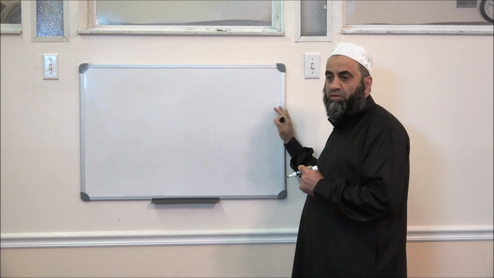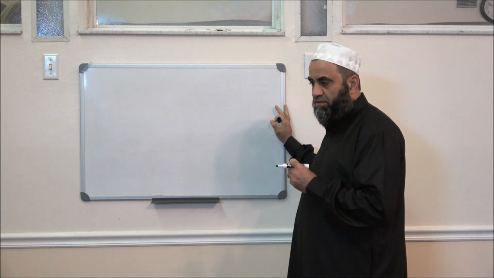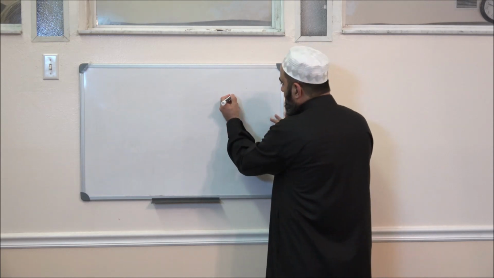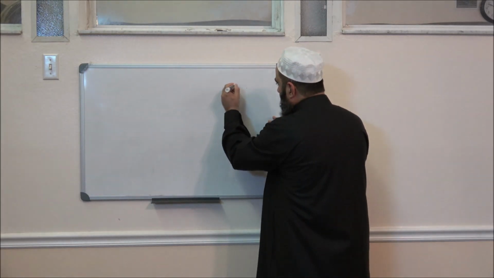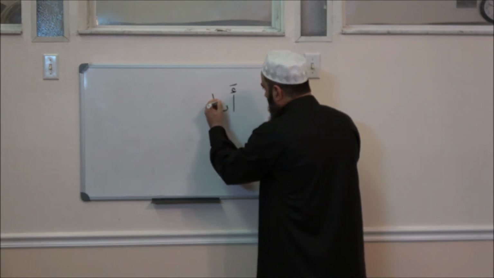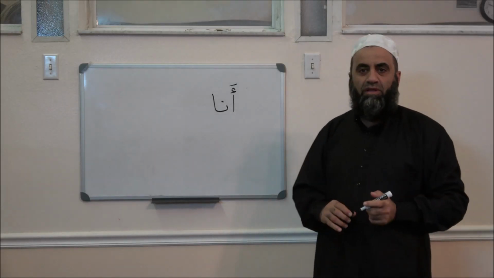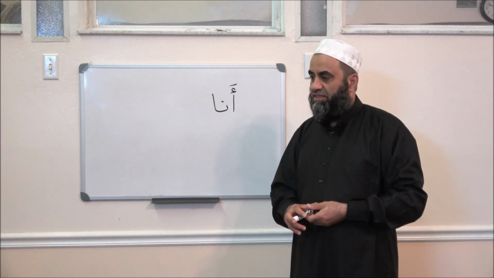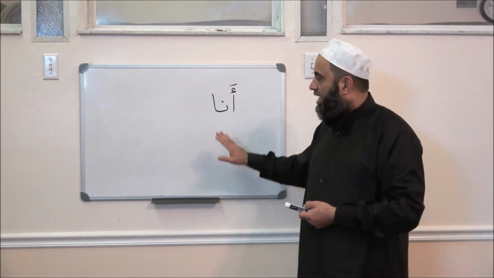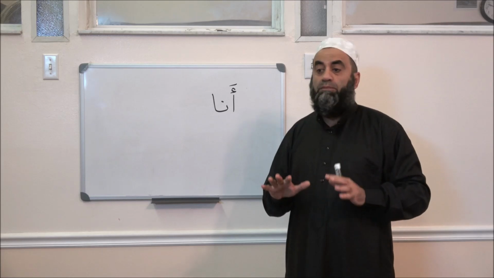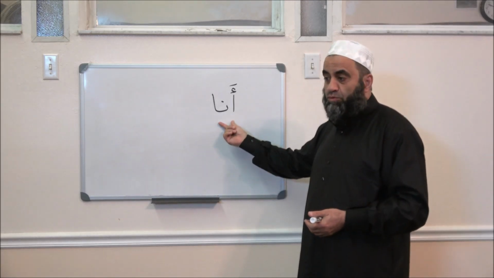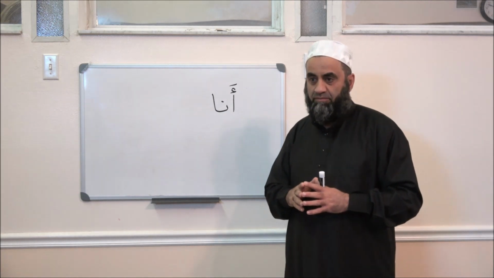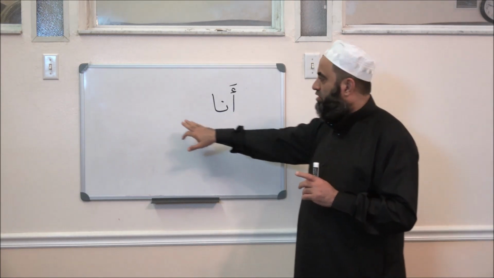The first pronoun in the Arabic language is first person singular, which is I. And in the Arabic language, that is ana. Ana. So for example, Allah subhanahu wa ta'ala says in Surah Taha, Inni ana Allah. It is I am Allah. As you remember, the Arabic language does not use helping verbs, the verb to be. So ana could be translated in English as I or I am.